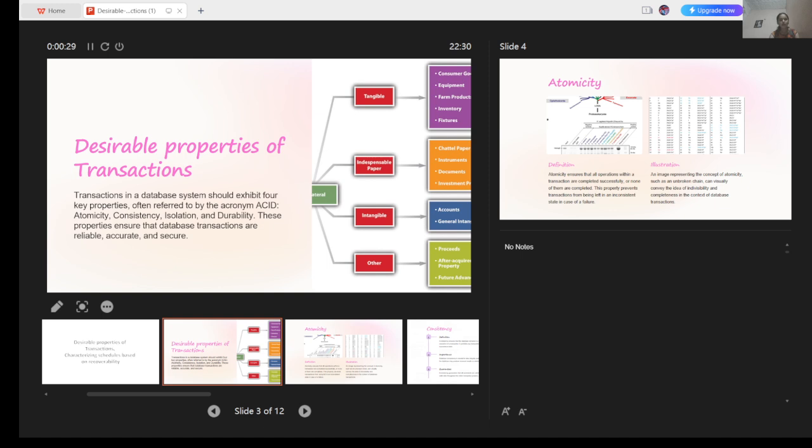Desirable properties of transactions. Transactions in a database system should exhibit four key features, often referred to by the acronym ACID: atomicity, consistency, isolation, and durability. These properties ensure that database transactions are reliable, accurate, and secure.